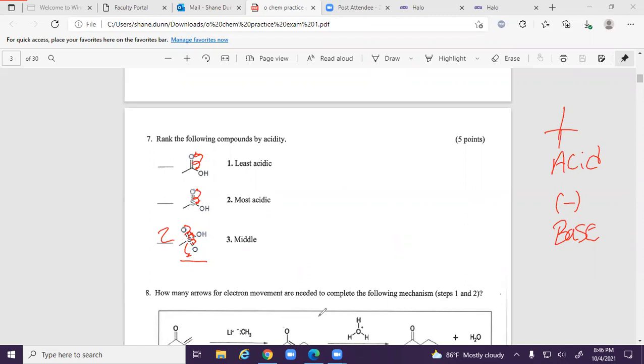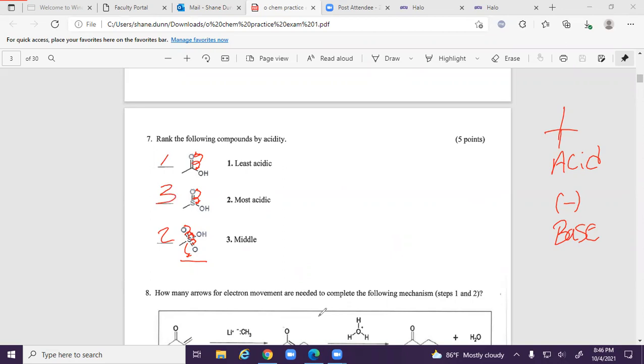Carbon is known for being pretty neutral, right? So it's not going to really matter. It's not going to affect acidity at all. Sulfur, on the other hand, sulfur is crazy. Sulfur will mess with electronegativity. That makes this guy middle, making this guy first, at least acidic.